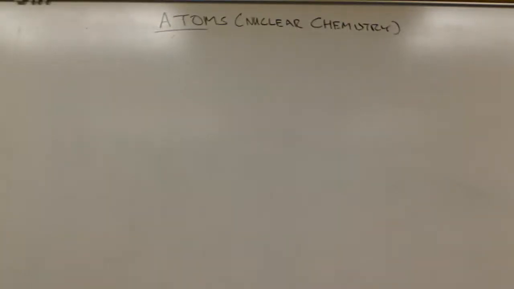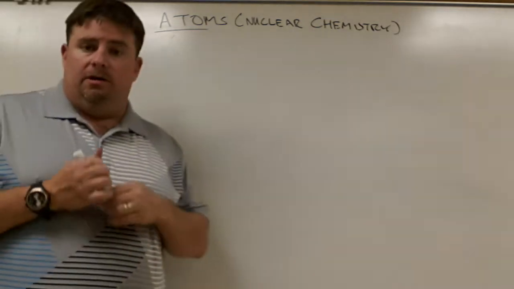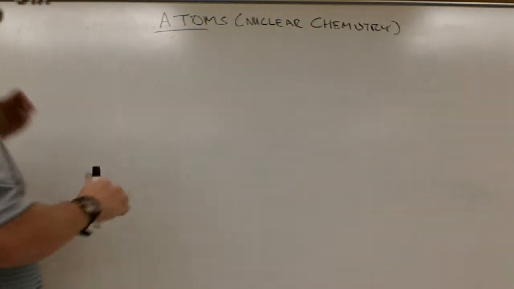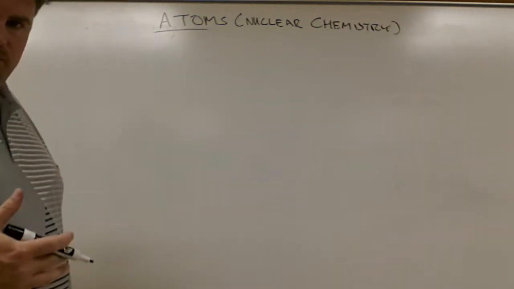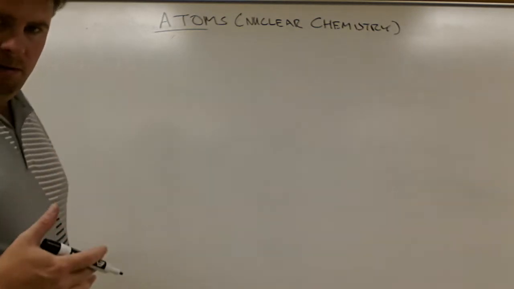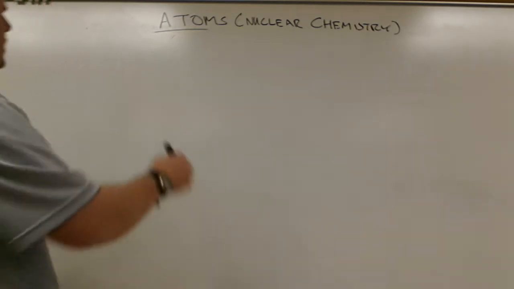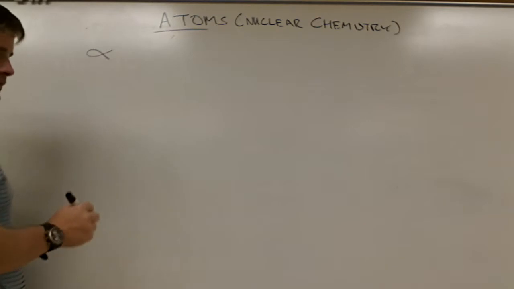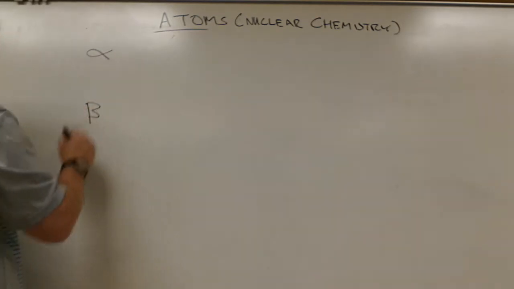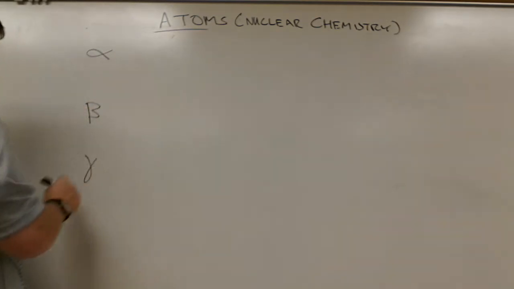All right. We'll talk about the basics of nuclear chemistry. Okay? So there's three fundamental particles. We've talked about some. The first one is the alpha particle. The second one is the beta particle, and the third one is the gamma particle.